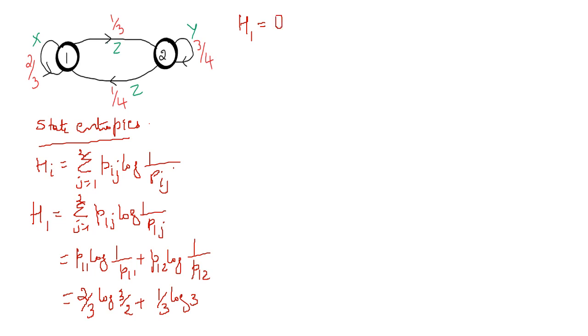You are going to get H1 is equal to 0.9183 bits per message symbol. So this is your state entropy for state 1.